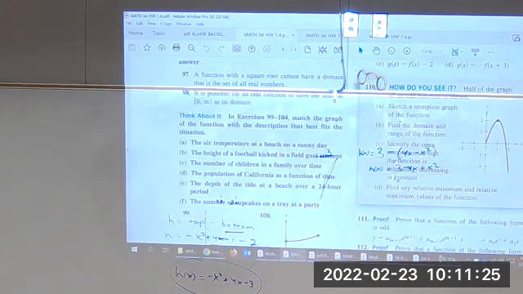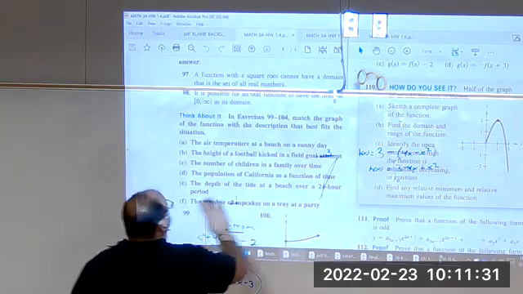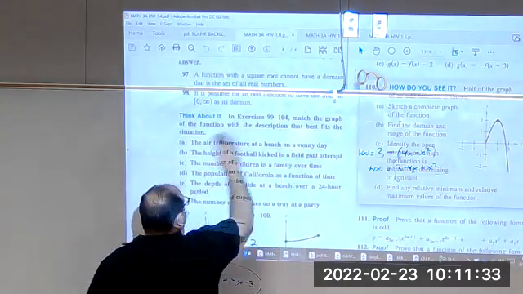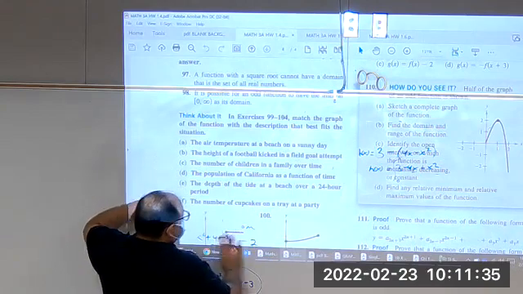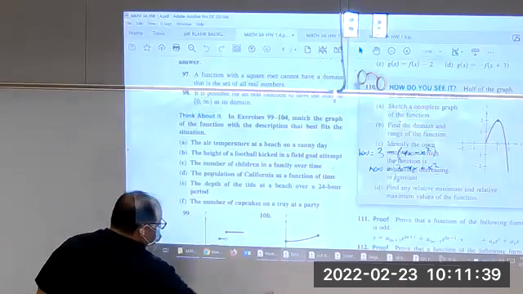So the directions. Matching. Basically, it's matching, so there's really no work to show. Match the graph of the function with the description, A, B, C, D, E, F, the description that best fits the situation.